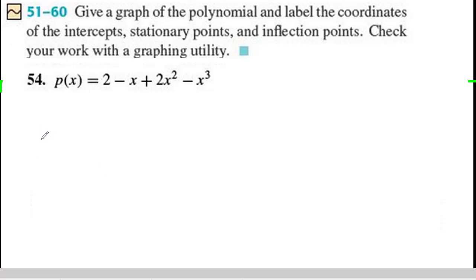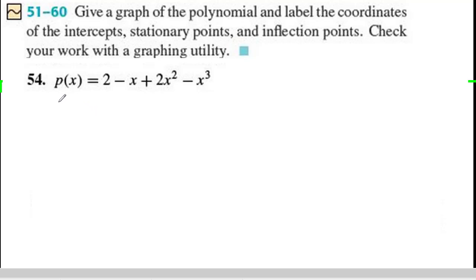So as we mentioned in section 4.1, we can use the calculus to help us graph more complicated functions. In pre-calculus, we didn't graph anything past the quadratic unless it was a special case, but now we want to give a graph of the polynomial and label the coordinates of the intercepts, stationary points, and inflection points. Check your work with the graphing utility. We're not going to worry about the intercepts, maybe the y-intercept because that's easy to find, but we're not going to worry about trying to find the x-intercepts. We're mainly going to concern ourselves with the calculus that we can get from this.